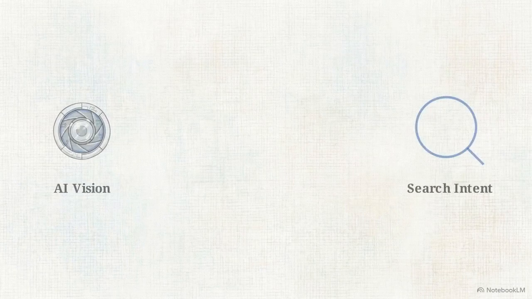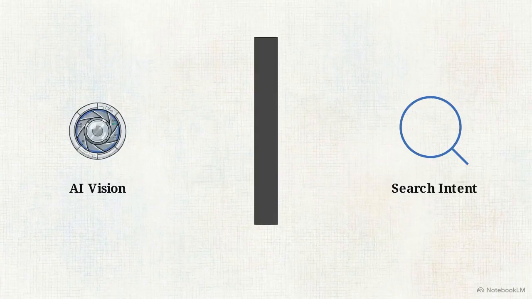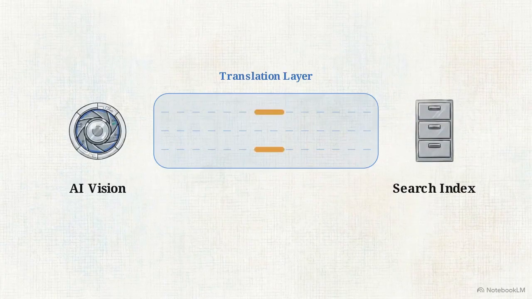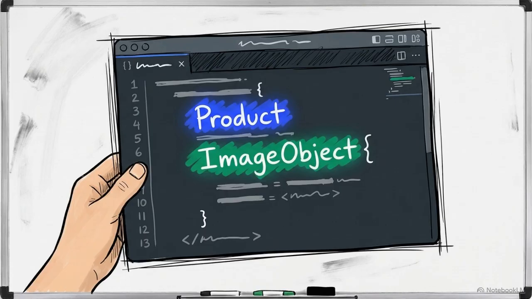By setting proper file names and alt text, you create a translation layer. You are bridging the gap between what a camera sees and how a text-based search index categorizes the item. Step 3 connects your media to actual commerce using structured data. We're specifically focusing on the product and image object schema markup.